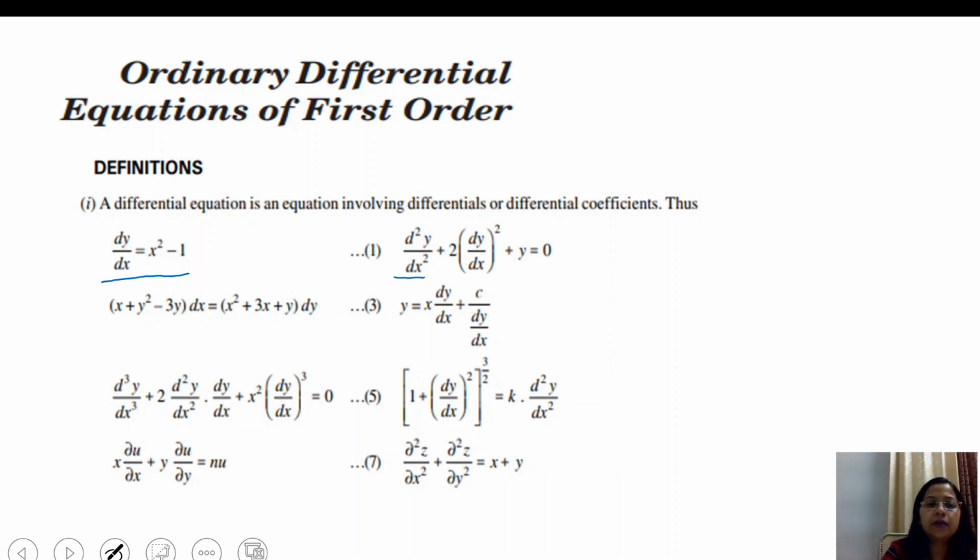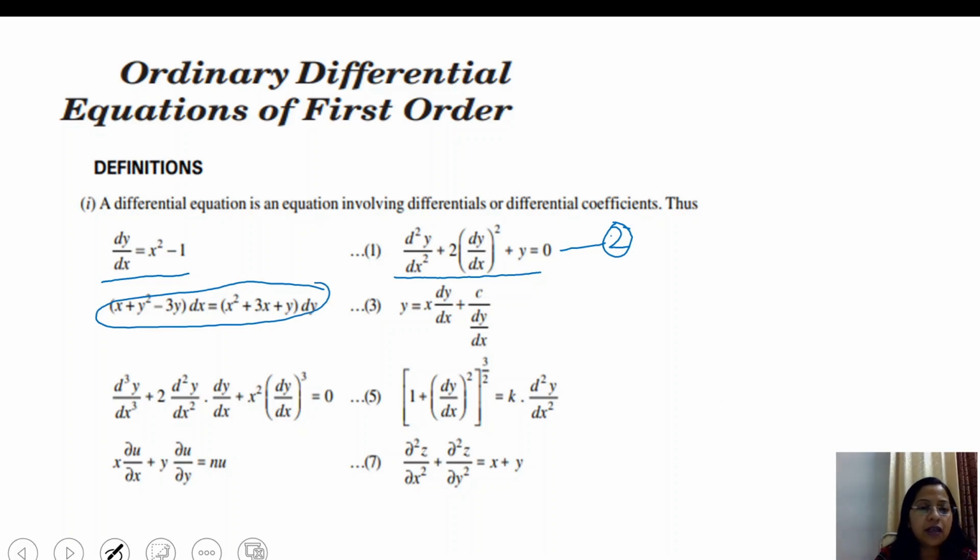Let us have this as the second example of a differential equation: d2y over dx2 plus 2 dy by dx whole square plus y is equal to 0. It's also an example of an ordinary linear differential equation with order 2. It's also an example of a differential equation which you must have seen in your previous classes.